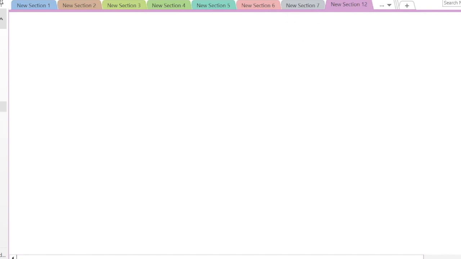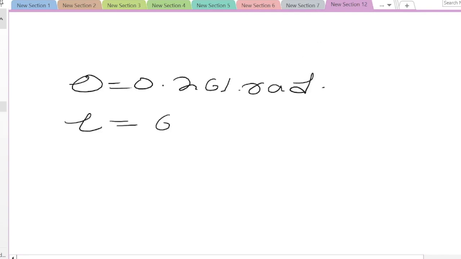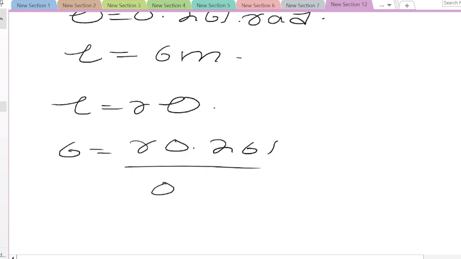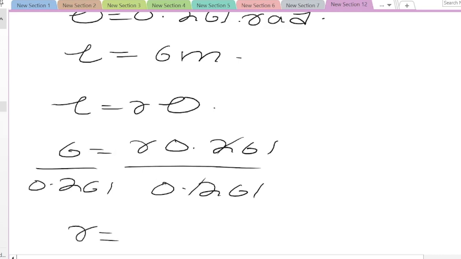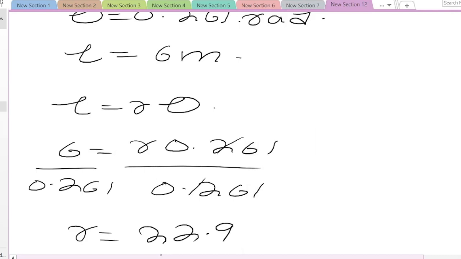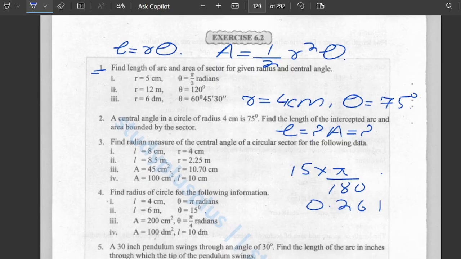So let's scroll below. We can just write theta is equal to 0.261, and now this is in radian, and then we have the length, and the length is given as 6 meter. So length is equal to r theta. What is the length? 6. What is the radius? Not given, and the theta is 0.261. So the 0.261 will be divided on both sides. So that means r is equal to 6 divided by 0.261. So that results in 22.988, and the unit will be meters. So this is our answer.